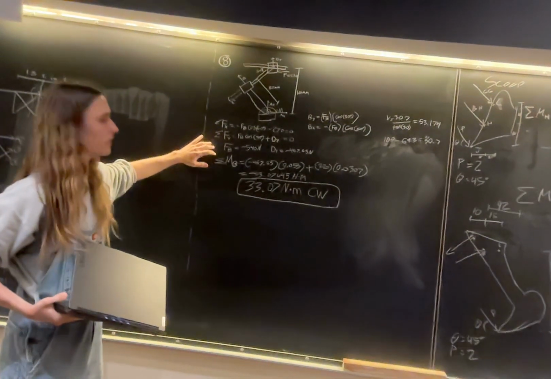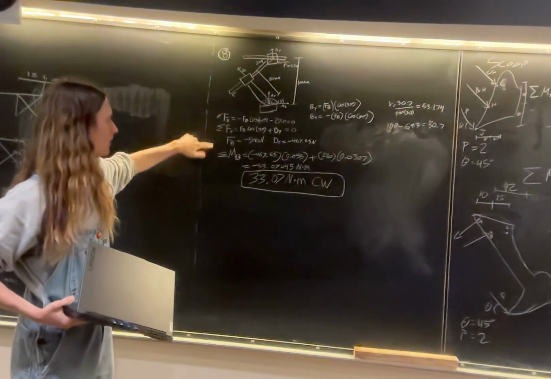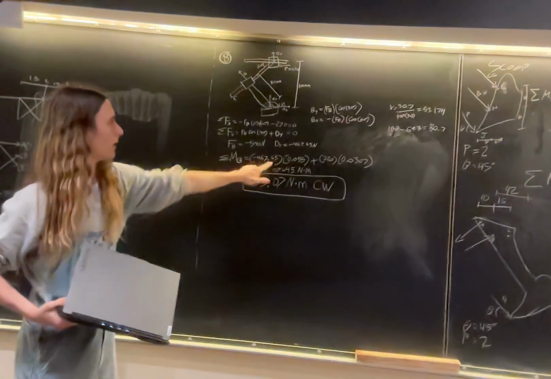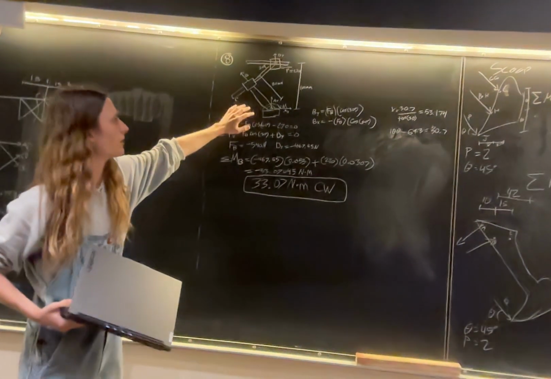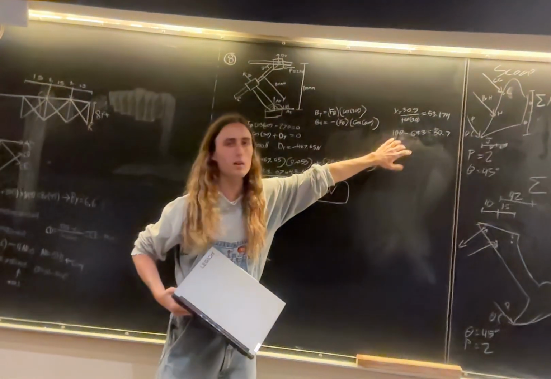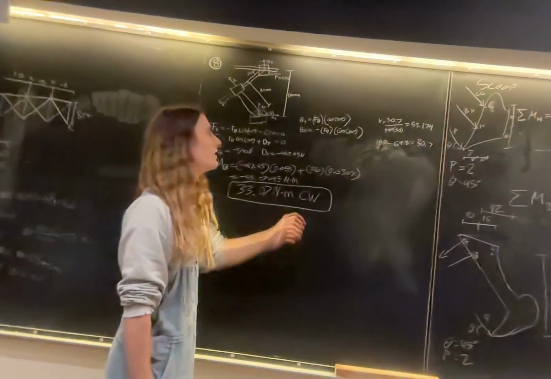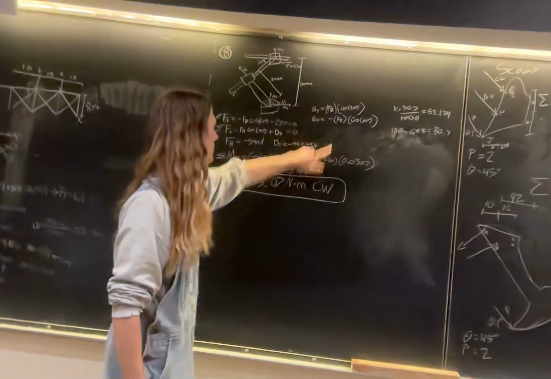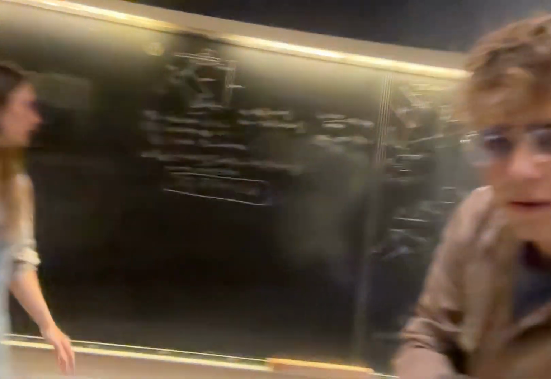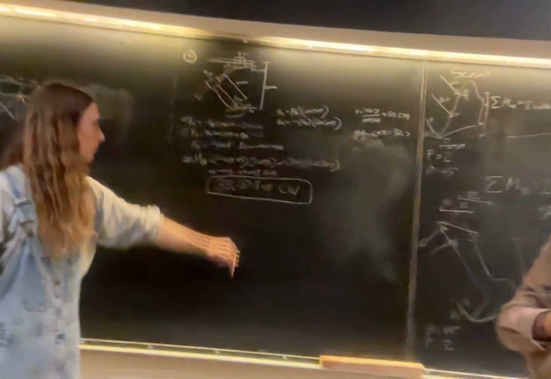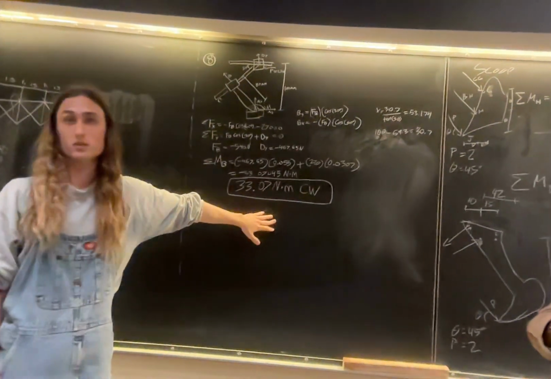So you do just that. You get your net X and net Y, plug in. Some of these we also need to use some angle and some trig, some SOHCAHTOA. And that'll get you what you need. And then you should get, if you had my numbers, 33.07 Newton meters clockwise.